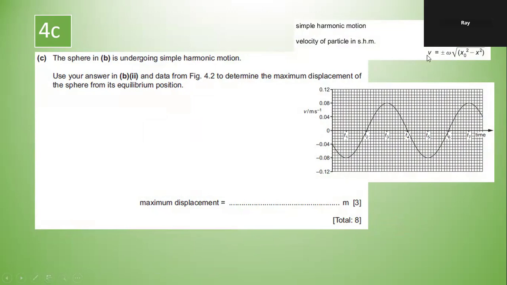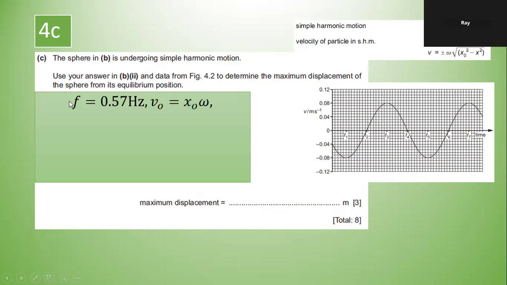The formula is given in the formula sheet. The sphere in B is undergoing simple harmonic motion. Use your answer to part B part 2 and data from figure 4.2 to determine the maximum displacement of the sphere from equilibrium position. That's why we have calculated frequency. Same as circular motion where you use radius, here you use amplitude. V naught is maximum velocity, x naught is the maximum amplitude, and omega is angular frequency. Or if you have forgotten, go to here, put x equals 0.